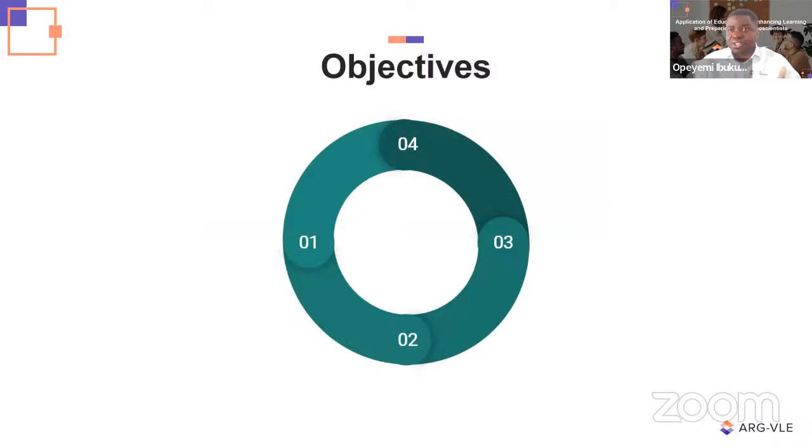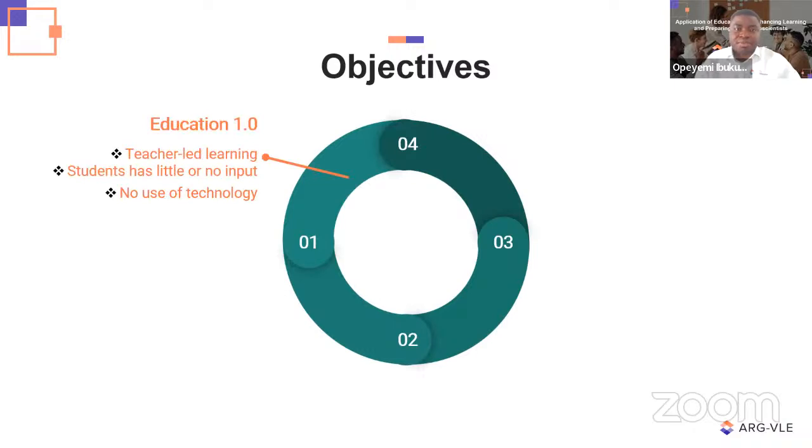Of course, we know the solution is education, but we want to look at the objectives and even the evolution of education with time. So the first education that we all, and some people are still going through that, especially in Nigeria, is education 1.0. This is teacher-led. So someone stands in the classroom, dictates notes. Students have little or no input. Of course, the input you have is more or less you ask questions to clarify. There's no use of technology.